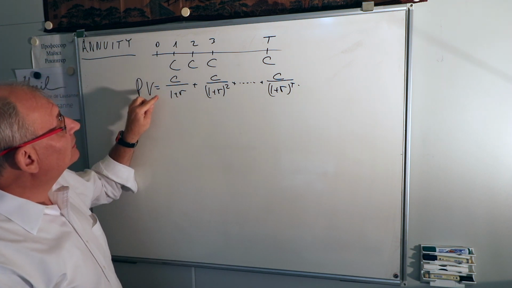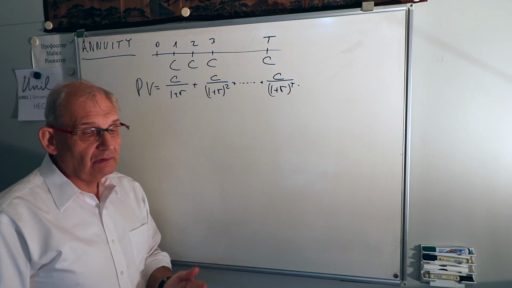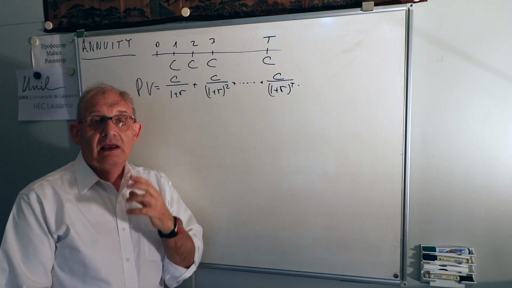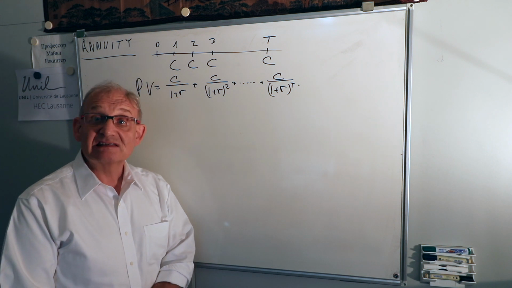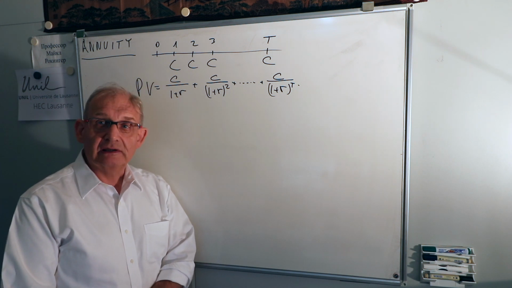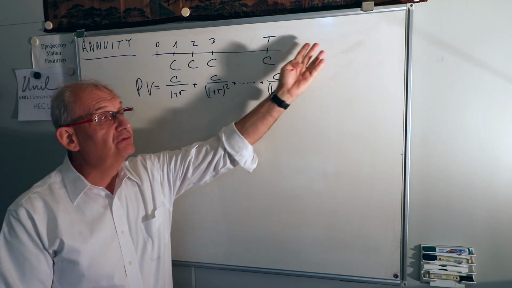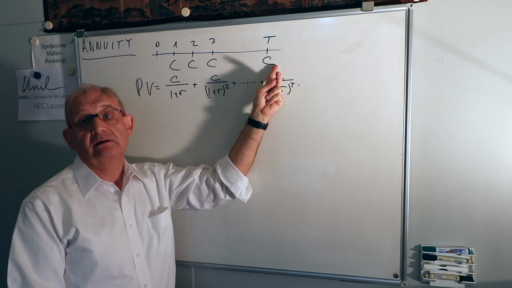I remind you here of the formula of the present value of these cash flows. And now I would like to discover with you what the value of this thing is. As a financier, I reason in terms of portfolios and things that I know already. What do I know already? I know the formula of the perpetuity. The perpetuity is an infinite stream of cash flows. Here I have a finite stream of cash flows that stops at big T.